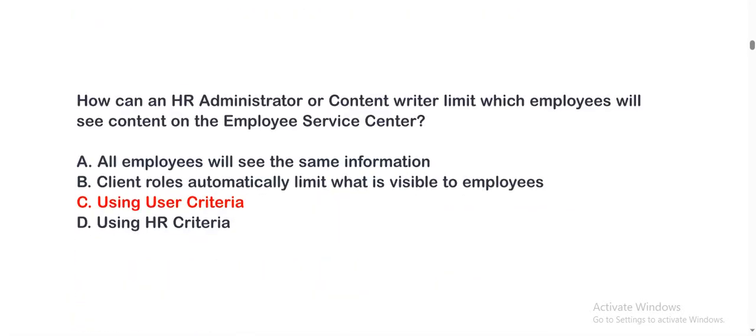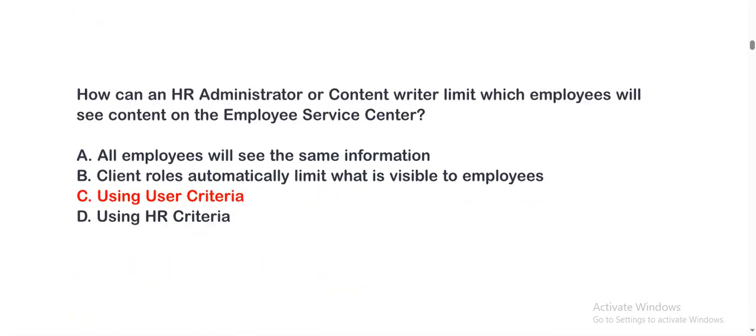Next question is, how can an HR administrator or content writer control which employees will see content on the Employee Service Center? And the options are option A, all employees will see the same information. Option B, client roles automatically limit what is visible to employees. Option C, using user criteria, and option D, using HR criteria. And the correct option is option C.